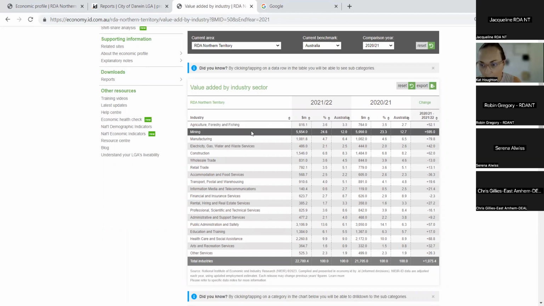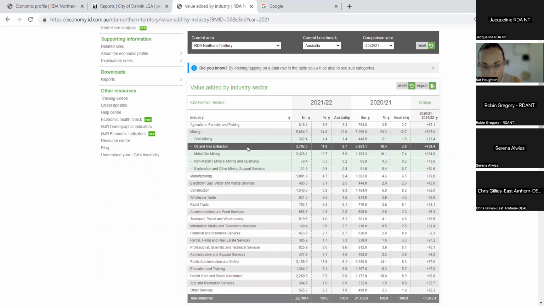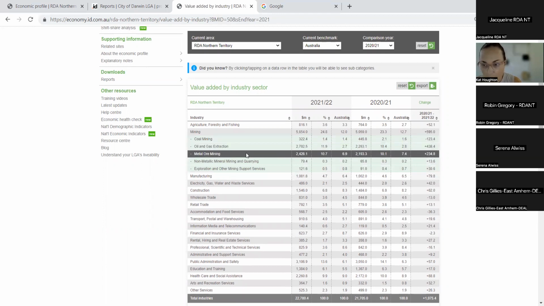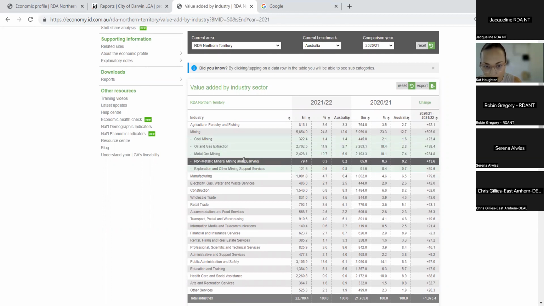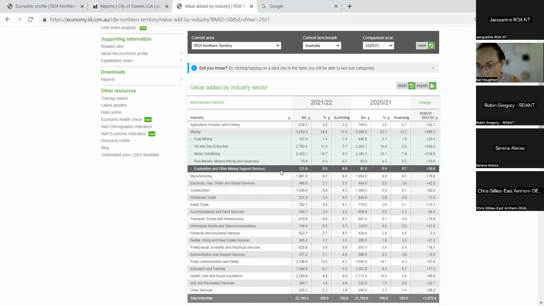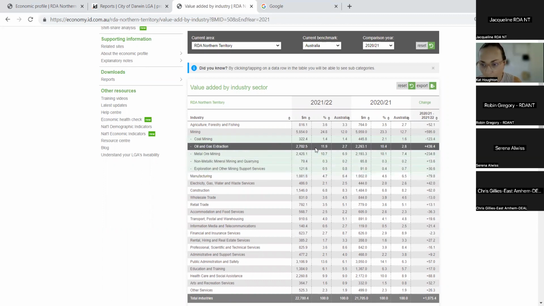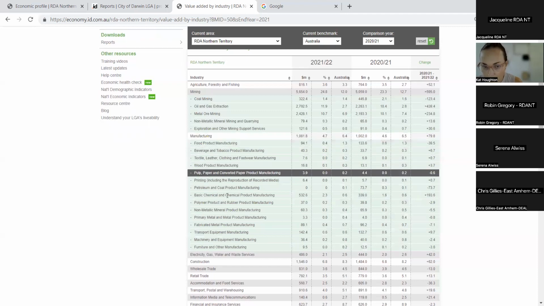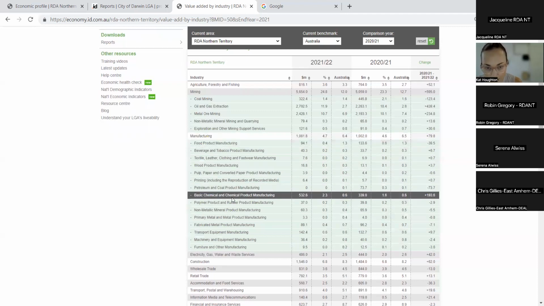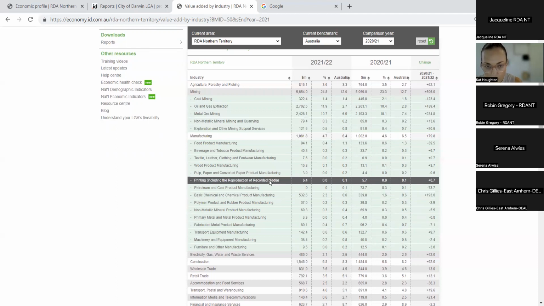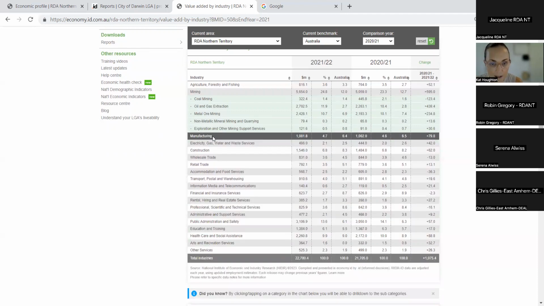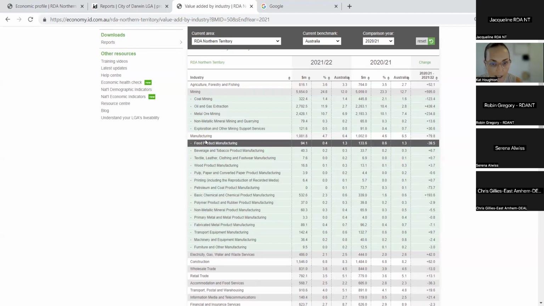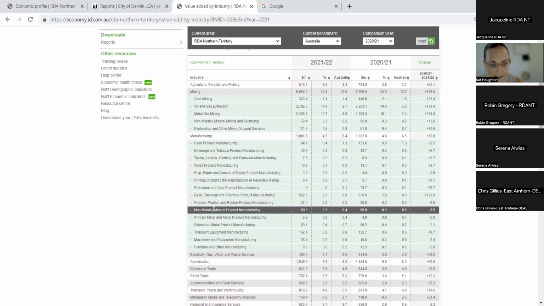And you can see here mining, oil and gas extraction, metal ore mining, non-metallic mineral mining, exploration, other mining support services are all up. Okay, and then when we come down here, it's not just mining that's performed well, but we've also got some nice growth in manufacturing, basic chemical and chemical product manufacturing. So see here, I'm just clicking on that headline industry, and then I get my subsectors.